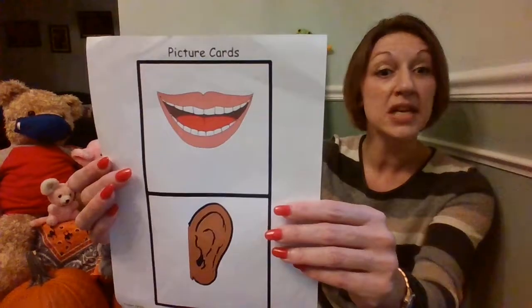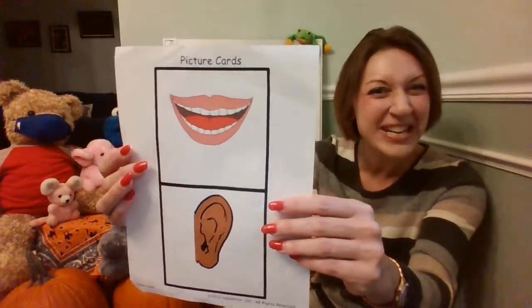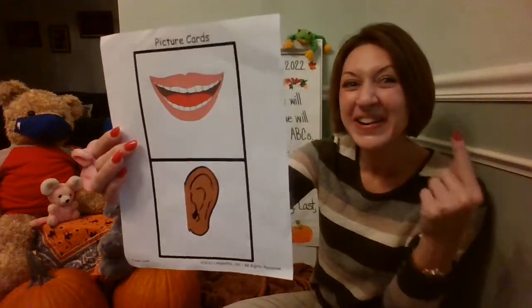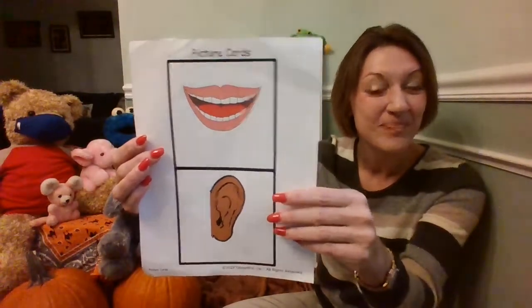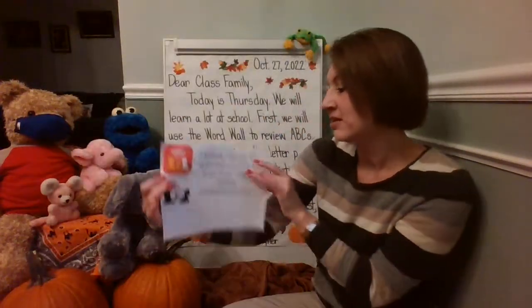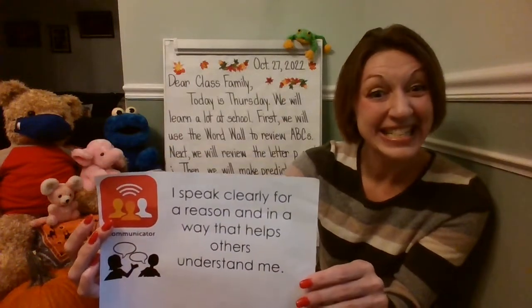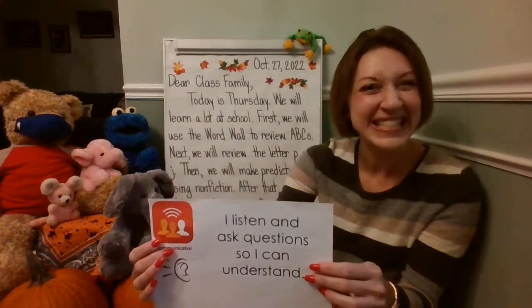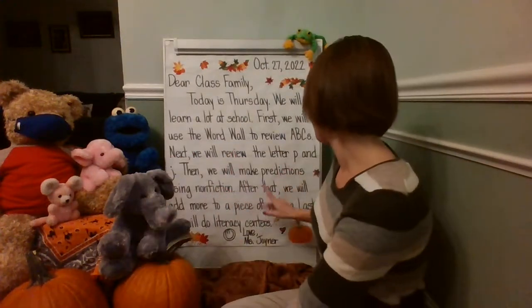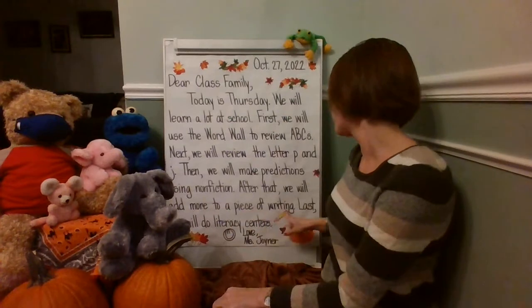We're going to be a great communicator and collaborator today. Use our mouth to speak and our ears to listen. So remember, I speak clearly for a reason in a way that helps others understand me. In addition to this, I listen and ask questions so I can understand. Okay, after that, we'll add more to a piece of writing.